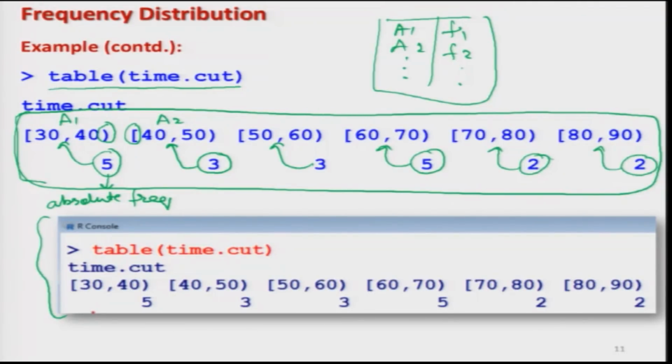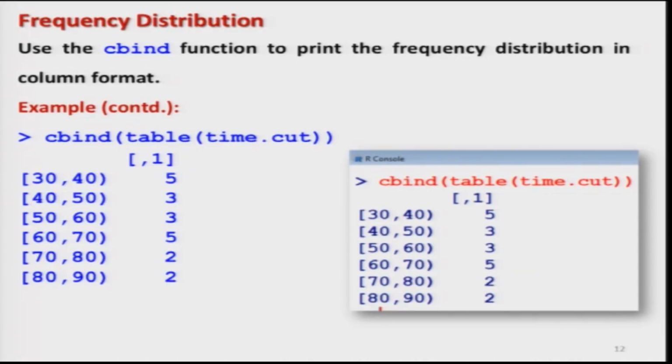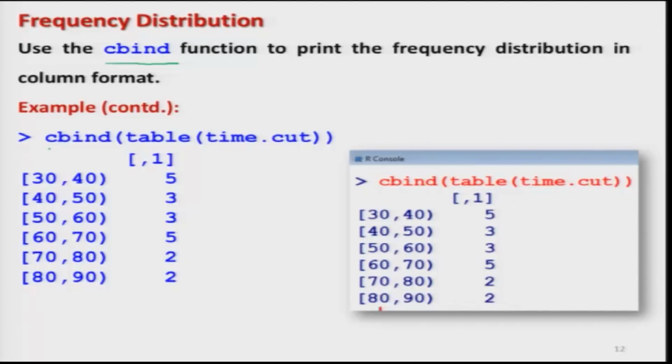In order to make it vertical, we have a command here, cbind. This function is used to print the frequency distribution in column format. Up to now, the intervals and their respective frequencies are coming in rows. Now, I want to make it column wise. So, I have to do nothing else. The same outcome we have obtained here, I simply have to operate the cbind function over that.